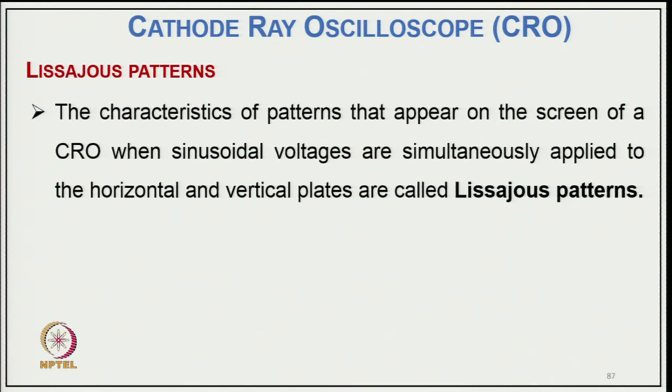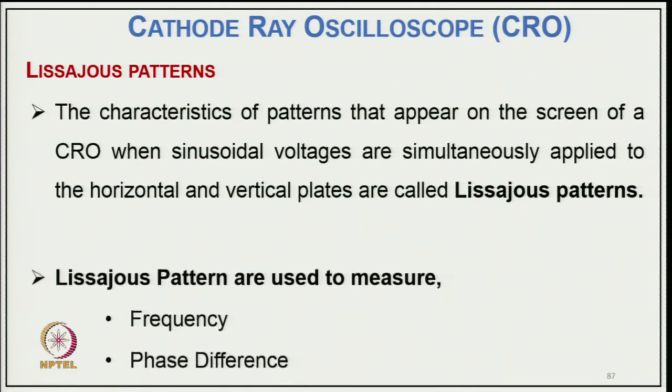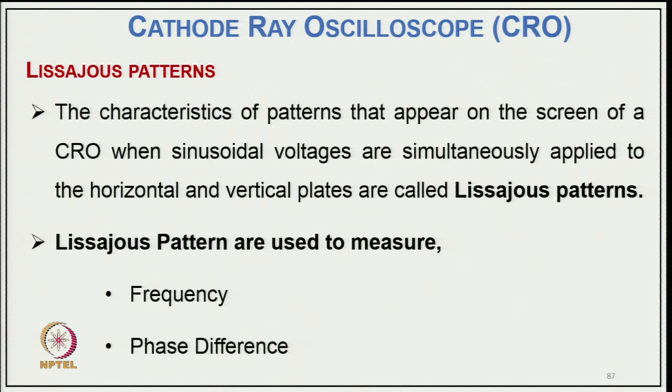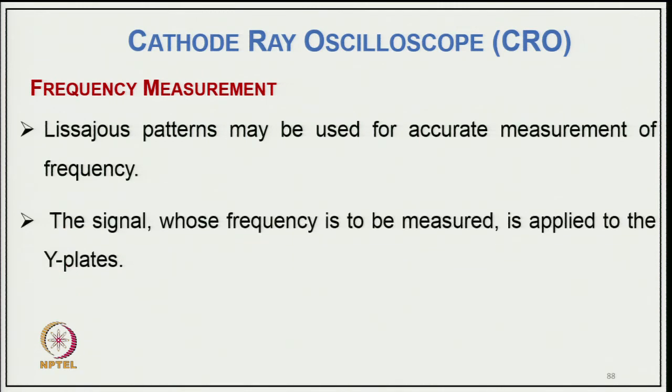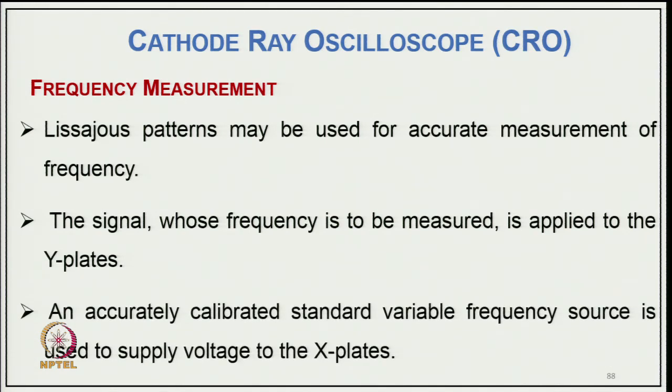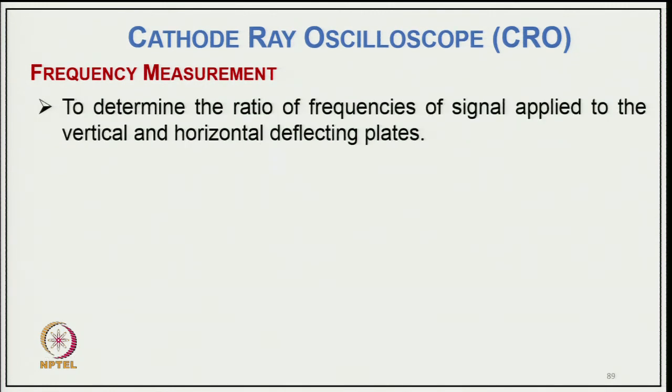Coming to Lissajous patterns: the characteristic patterns that appear on the screen of a CRO when sinusoidal voltages are simultaneously applied to the horizontal and vertical plates are called Lissajous patterns. Lissajous patterns are used to measure frequency and phase difference. Coming now to frequency measurement, Lissajous patterns may be used for accurate measurement of frequency. The signal whose frequency is to be measured is applied to the Y plates, and an accurately calibrated standard variable frequency source is used to supply voltage to the X plates.